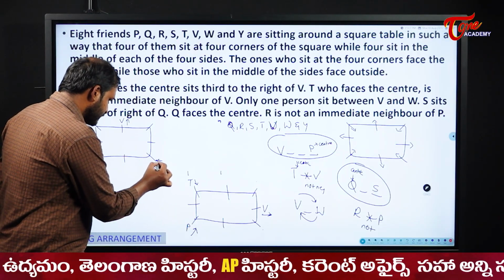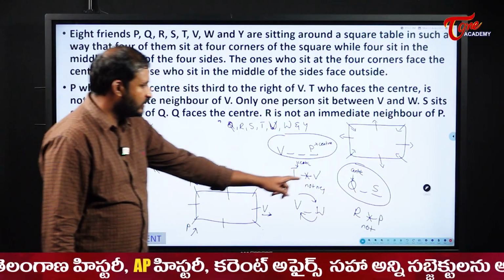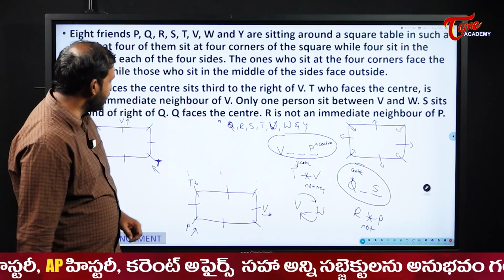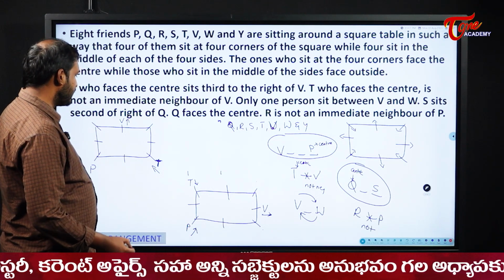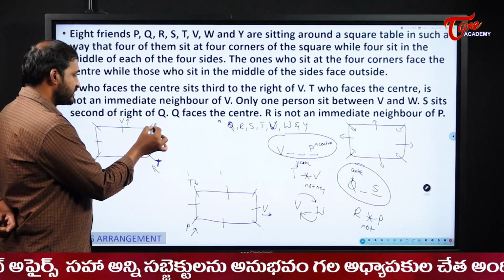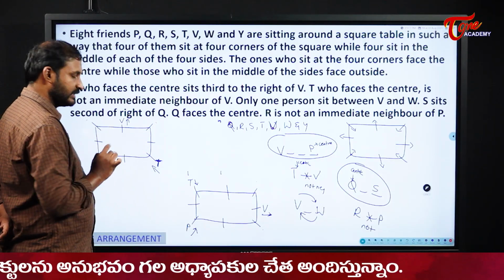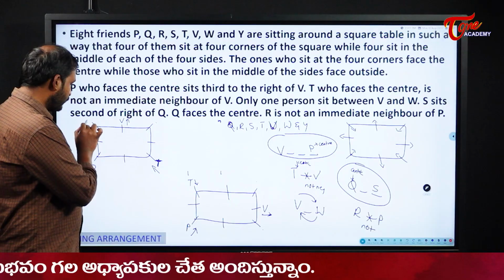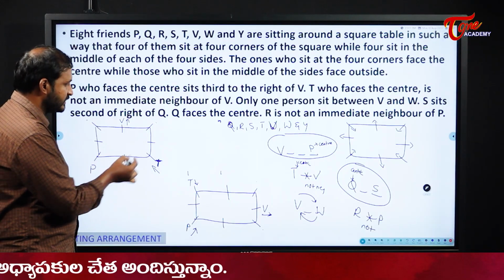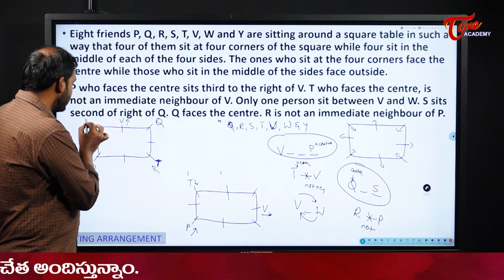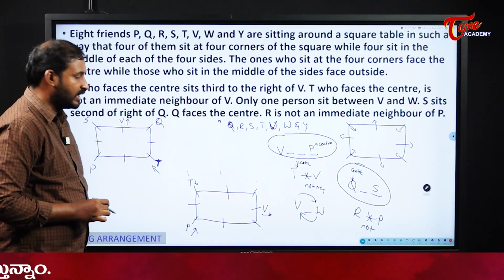We arranged 3 persons: Q and S. Q is facing the center. To its second right, I should have S. So Q chances are here and here, right? If I take Q here, second right is S. There is a chance. If I take Q here, second right is P, which is already there. So in this arrangement, Q and S will definitely occupy these 2 positions. There is no doubt in that.